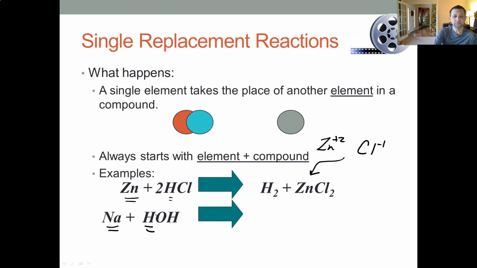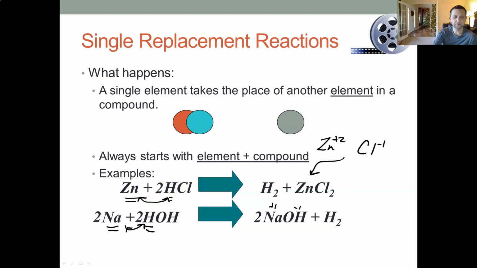And look what you end up with. If the sodium comes over here and replaces that hydrogen, you make sodium hydroxide, NaOH. So you have your OH left over. You know, Na is a +1, OH is a -1. And then the hydrogen comes over here, right? And the hydrogen's by itself, so it's H2 now. And we just need to balance this. 2 in front of HOH, 2 in front of NaOH, and a 2 in front of Na should take care of it. All right, that's another single replacement reaction. Element takes place of another element in a compound.